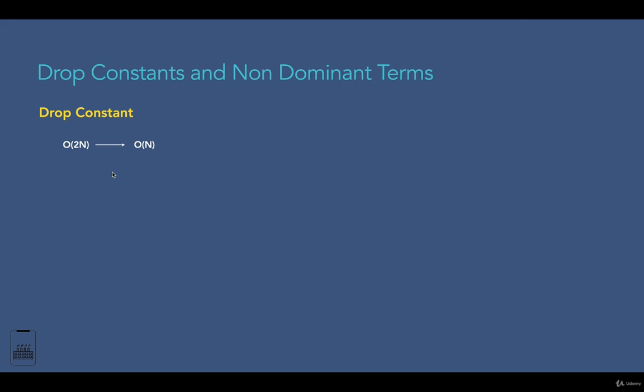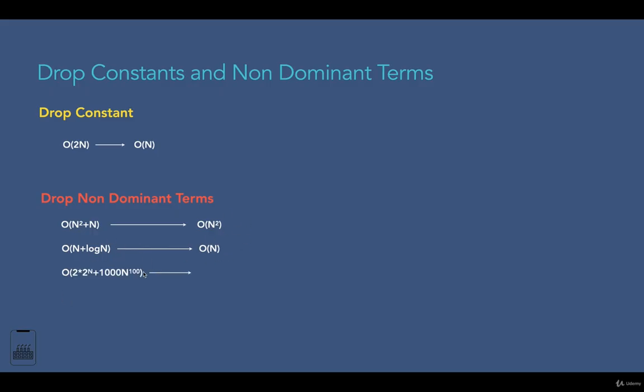Now when we are dropping non-dominant terms, for example, O(n squared) plus O(n) can be written as O(n squared), because in this case O(n squared) takes much more time than O(n), so that's why we are removing the non-dominant term. In this case, the non-dominant term is O(n). For example, for this one, we know that O(log n) performs better than O(n), so that's why we can remove it from here. We can write it as O(n).